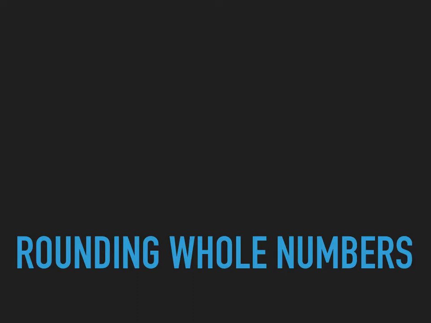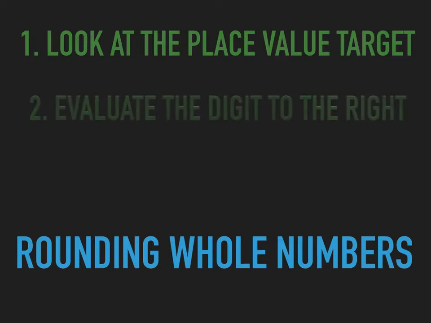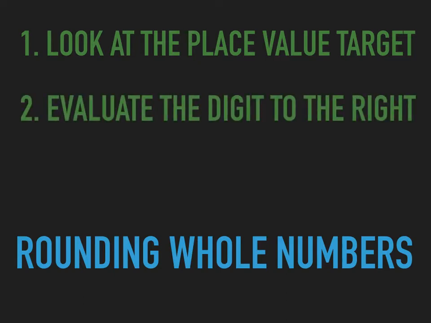First of all, this is a strategy I typically taught the kids in terms of how to round. First of all, look at the place value target. That's a lot of words, but what it really means is if it says rounding to the nearest hundred or tens or thousands, then you look at that number first. And secondly, you evaluate the digit to the right.